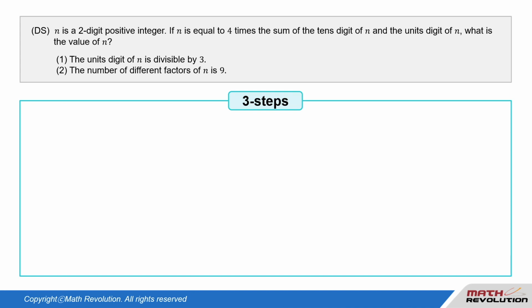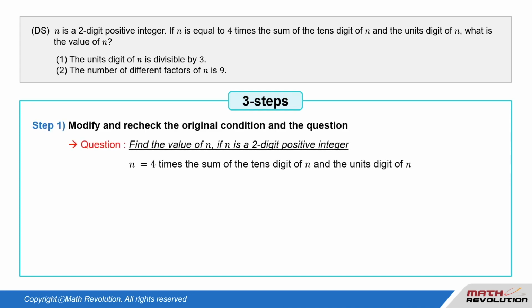Let's apply 3 steps of variable approach. Let us follow the first steps of the variable approach by modifying and rechecking the original condition and the question. We are required to find the value of n. If n is a two-digit positive integer, where n is equal to 4 times the sum of the tens digit of n and the units digit of n. Now, let us modify the original condition. We can write a two-digit number n as 10 times a plus b, where a and b are the tens digit and the units digit of n, respectively.